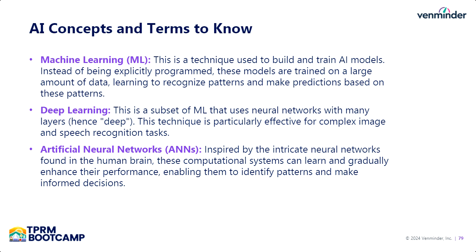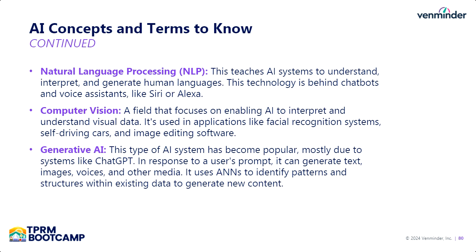We have what's artificial neural networks, which are really inspired by the human brain. And these systems can learn and enhance their performance over time because they can identify these patterns and make informed decisions based on those patterns. We also have natural language processing, and this is the AI that teaches systems to understand and interpret and even generate human language. So this is very much what we would see in those home systems like Siri or Alexa.